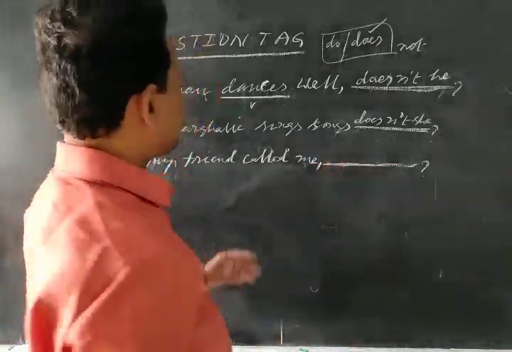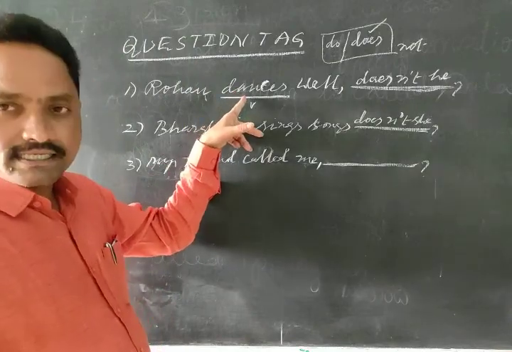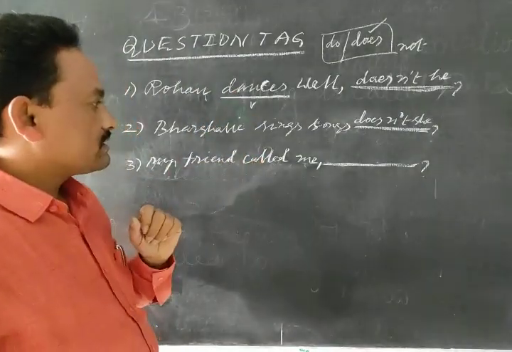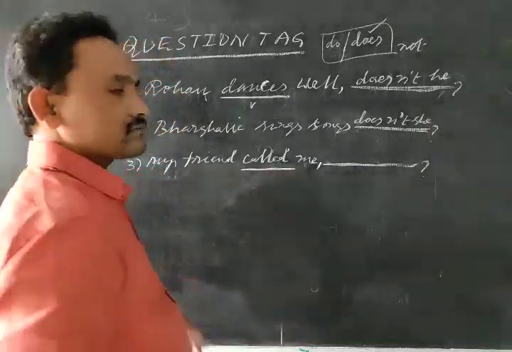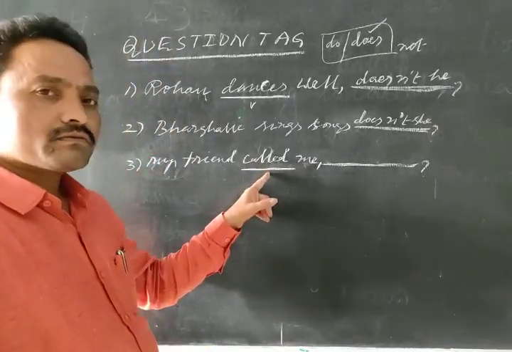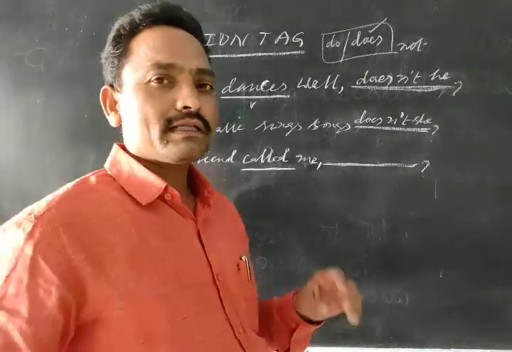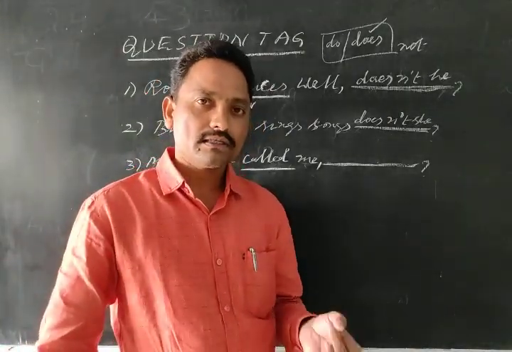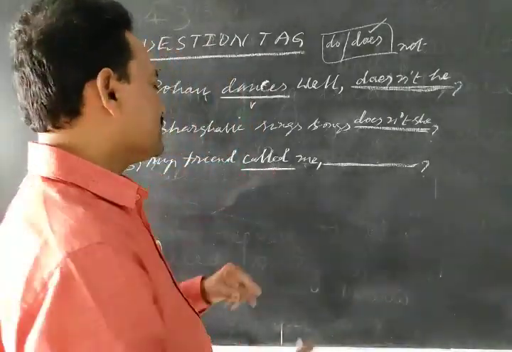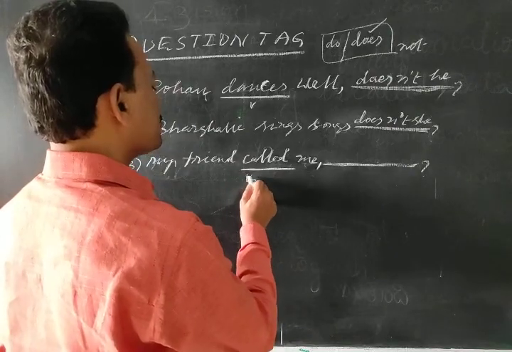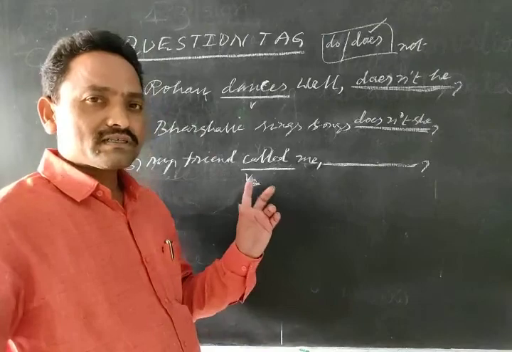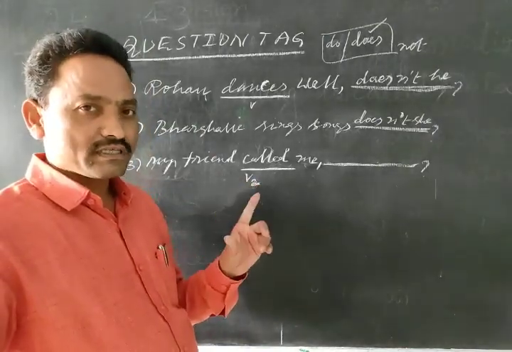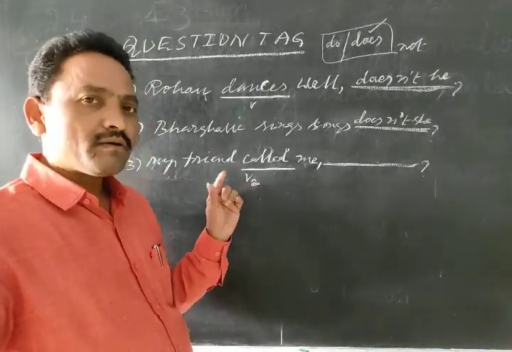The difference between these first two sentences and the third one here: directly go to the verb, here "called". This is V2. Do you know three forms of the verb? Call, called. This is V2. V2 means here, did you remember when we discussed tenses? Subject plus V2 plus object, that is the structure of simple past tense.